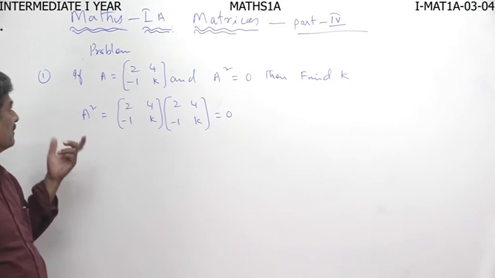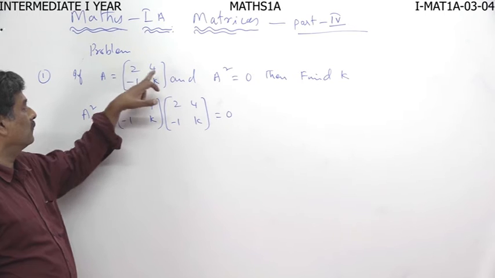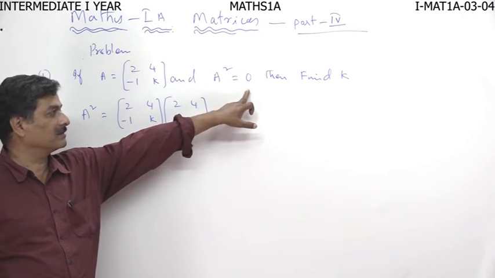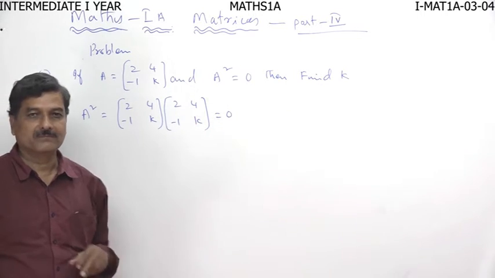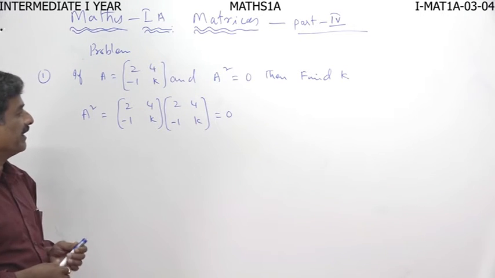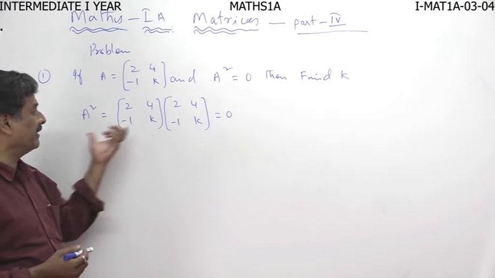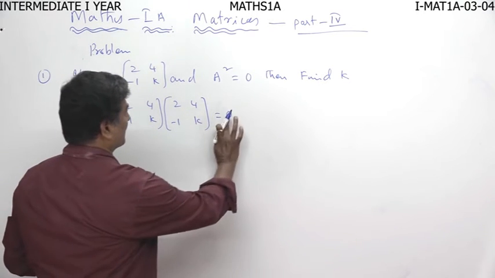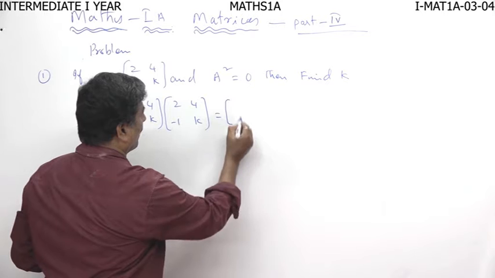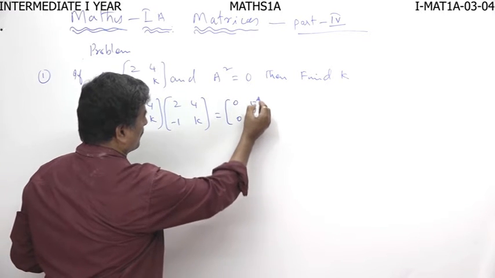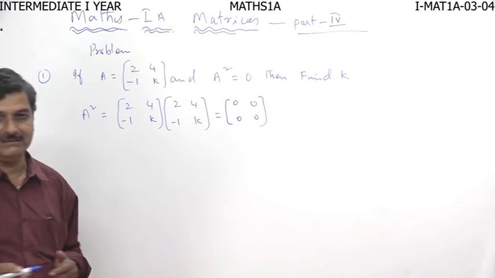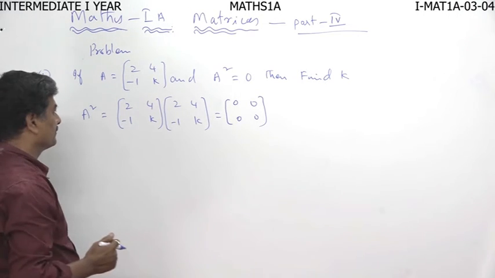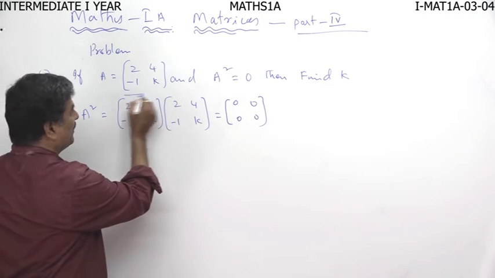There is one problem. A is equal to the matrix [2, 4; minus 1, k], and A square is equal to the 0 matrix. Then find k. Here, A square means you have to multiply once again, A into A. So that is a 0 matrix. That means you write down order is 0, 0, 0, 0, because it is a 0 matrix. Find the value of k. A square means A into A. Now I'll multiply. We know the method.